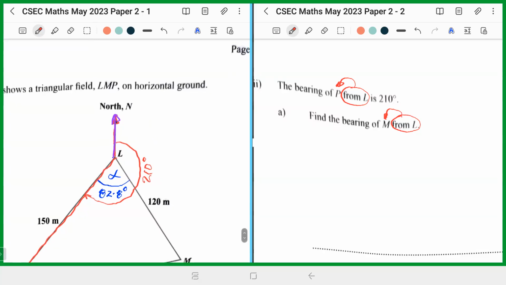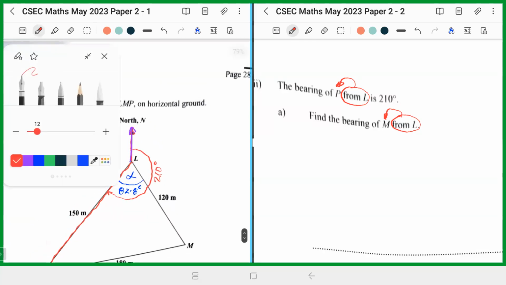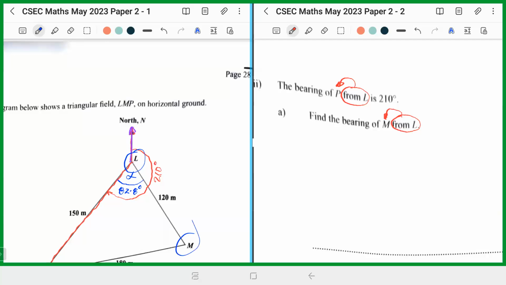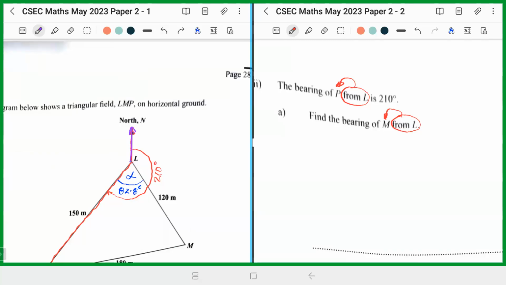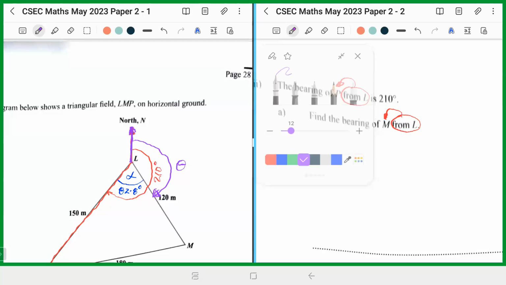The angle that I'm asking for now is the bearing from L down to M. Just to make sure we understand it, the from position is first. It's the angle through which I have to turn to the right to face M down here. So that is asking us for that purple angle right here. Let's call it theta, the bearing of M from L. I'm calling that angle theta on the diagram.